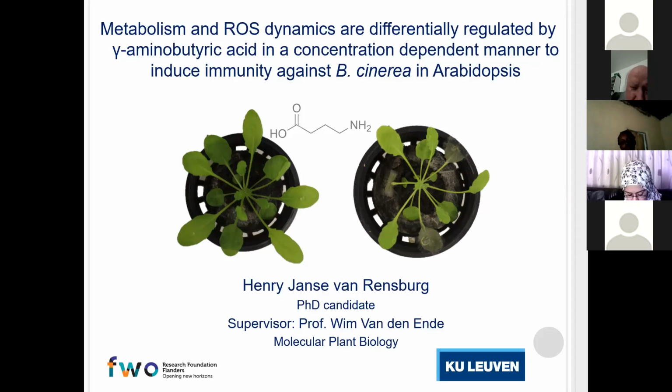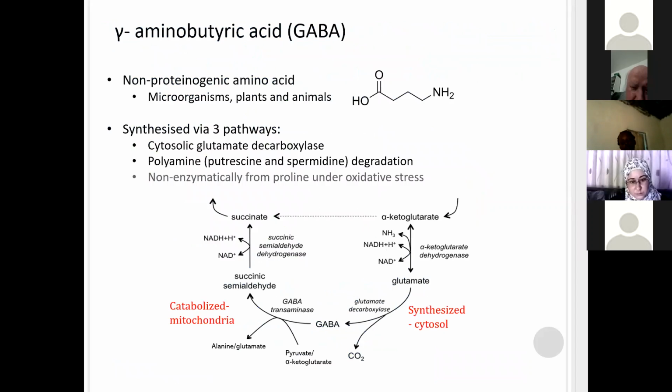and how it regulates the metabolism and also ROS dynamics of plants. So first, I'm going to start off by giving you a short introduction on GABA and what it is. So GABA, or gamma-aminobutyric acid, is a non-proteinogenic amino acid. It is found in all the kingdoms of life, including microorganisms, plants, and animals.